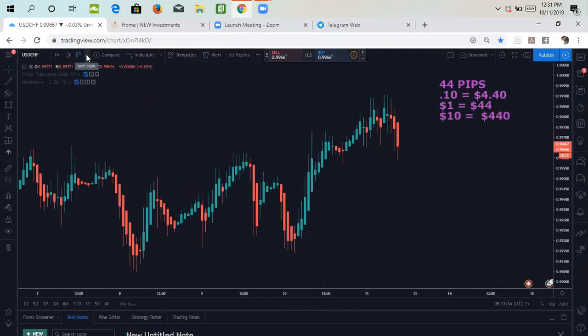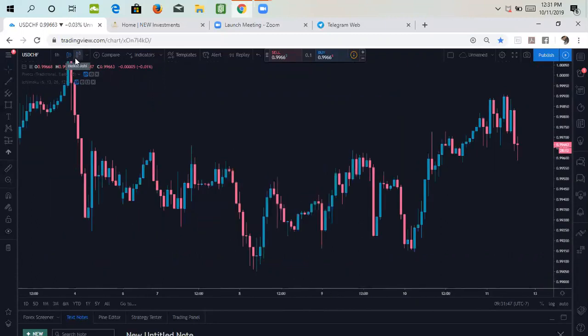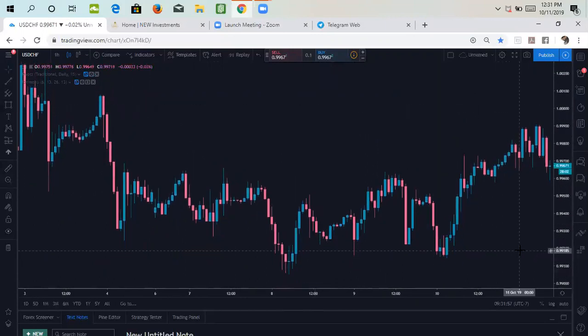If I go up here at the top, I can change my candle styles. Most people trade off of the basic, regular candles, but Heikin Ashi candles make it clear for you to see if the market is literally going up or down. So I use it sometimes.